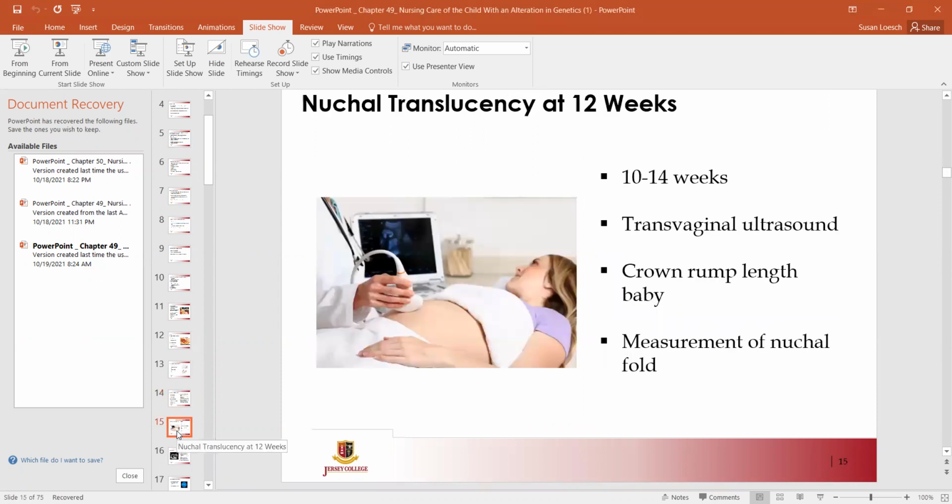The nuchal translucency, this is where we're looking at the fluid behind the baby's neck using that ultrasound, and we're trying to identify risk factors for Down syndrome, trisomy 13, trisomy 18, and Turner's syndrome, done between 10 and 14 weeks. Genetic counseling, okay, before the test. And a positive test would require follow-up tests and genetic counseling. We're also looking at the crown rump length of the baby. So the length measurement from the crown to the rump and the measurement of that nuchal fold.